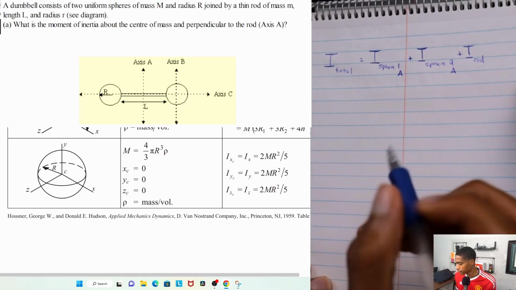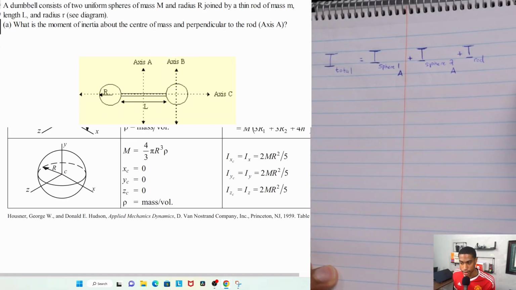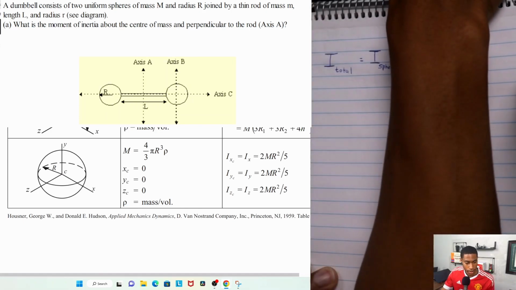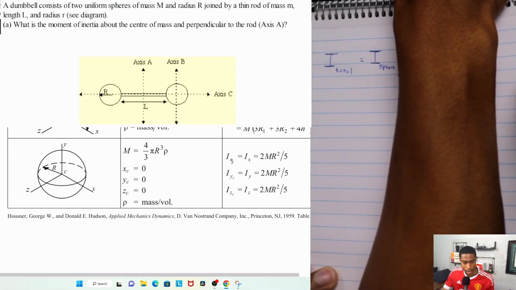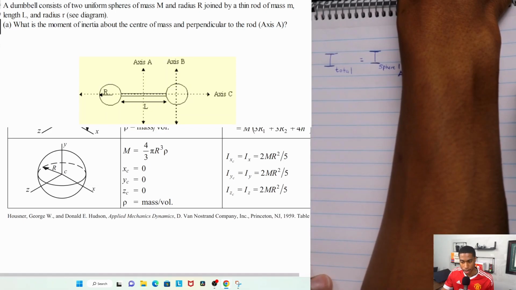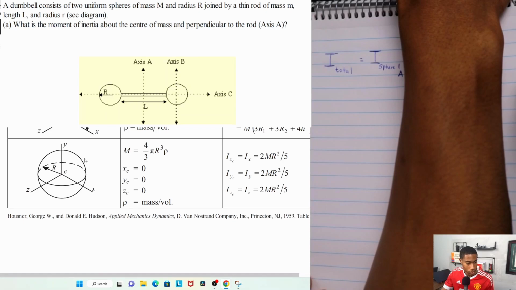Okay, so sphere 1 about our axis A. Looking at this chart, we need to compare our problem with the chart that we're given. Out of these 3 different formulas, the inertia about X, inertia about Y, inertia about Z, which axis are we going to be choosing, or which formula are we going to be choosing? Okay, so we've got our sphere, and it looks as if we're not going to be choosing the inertia about our x-axis, and let me explain why. So in our figure, we're using axis A in our problem.